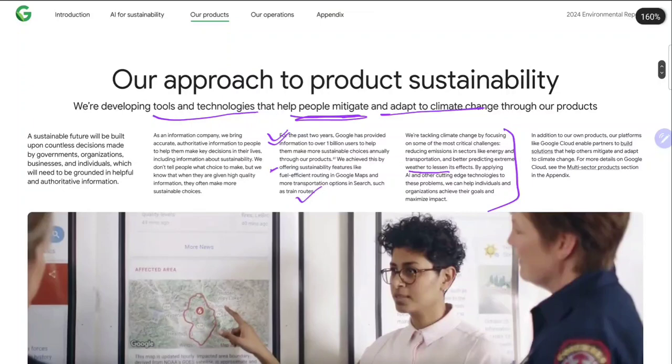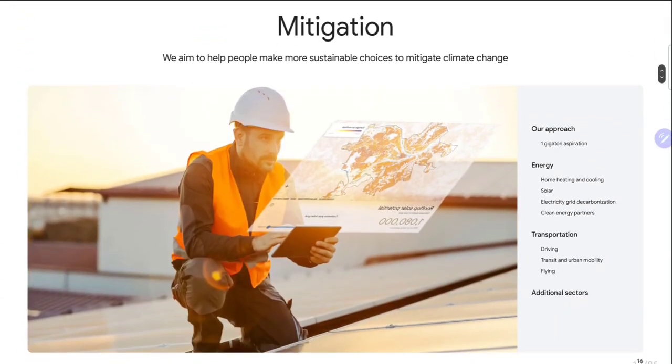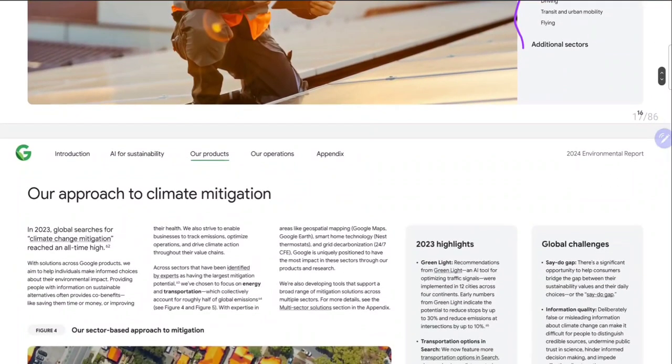Then let's see next what are the efforts related to the mitigation side. On the mitigation side, we say we aim to help people make more sustainable choices to mitigate climate change. So what are the efforts? What is the approach? 1 gigaton aspiration, energy from home heating and cooling, solar electricity, grid decarbonization, clean energy partners. So there is certain information related to transportation: driving, transiting and urban mobility, flying, you can see.